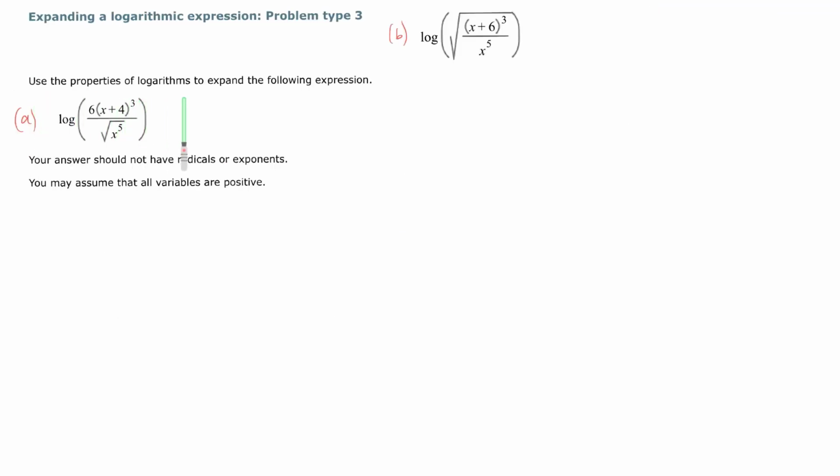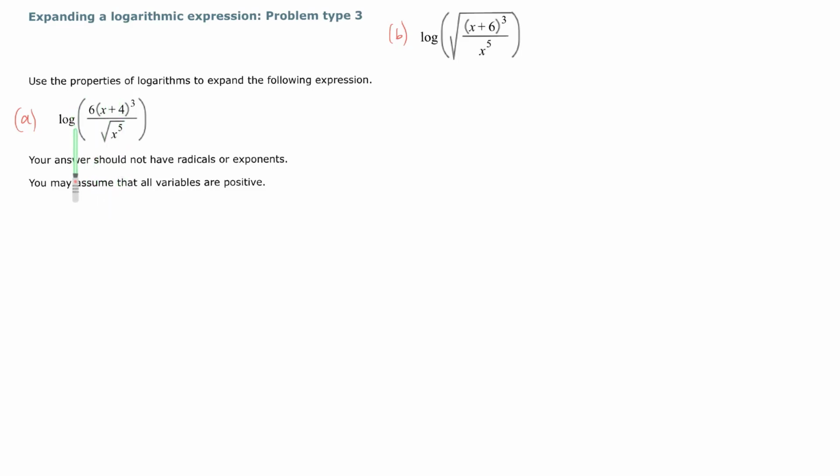Use the properties of logarithms to expand the following expression. Log of the argument that contains 6 times the quantity x plus 4 raised to the third power, all over the square root of x to the fifth power. First thing you want to do, if you haven't already, is memorize all the properties, or at least write all the properties of logarithms on a sheet of paper.